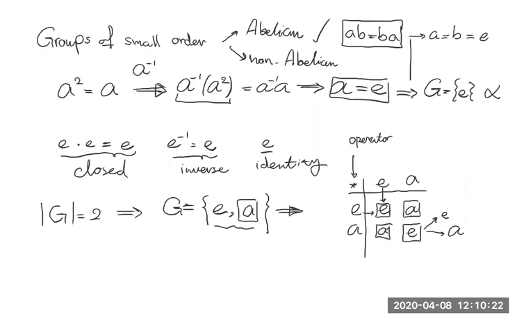Okay, so A, because A is not equal to E, therefore A squared can't be equal to A. So A squared has to be E. So there's just one group with two elements, because everything is fixed now. There are no choices, everything is kind of forced to us. So there's just one group with two elements, but you already know that. What is this group with two elements?